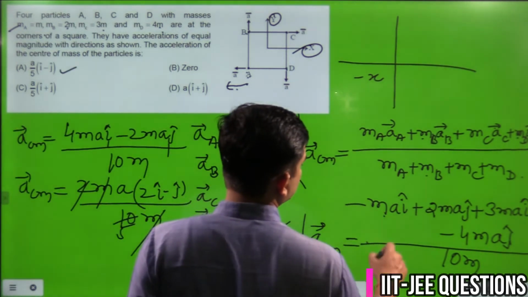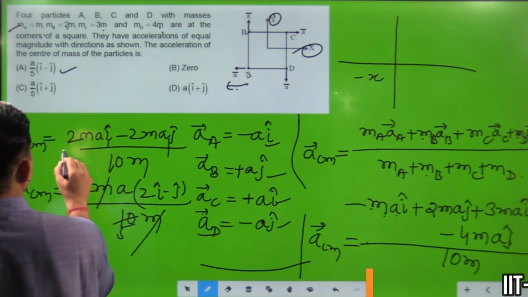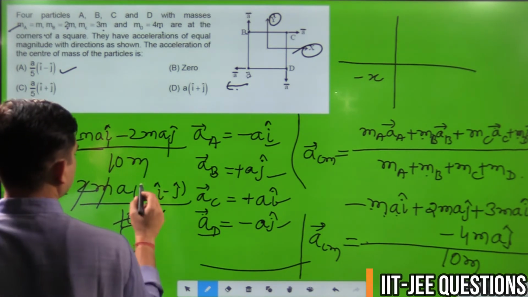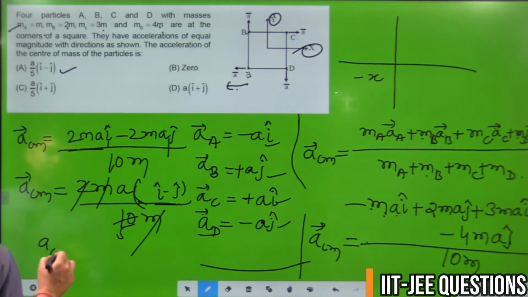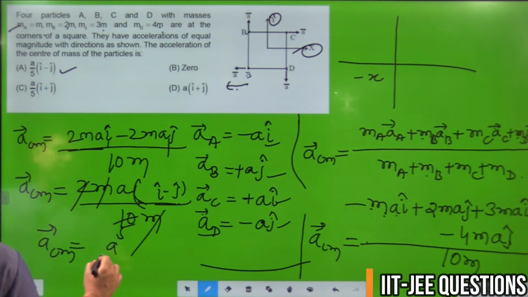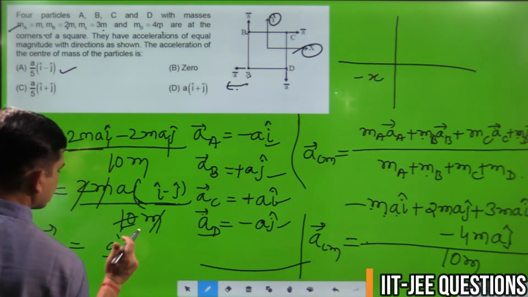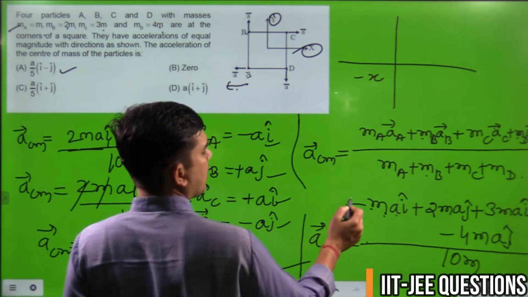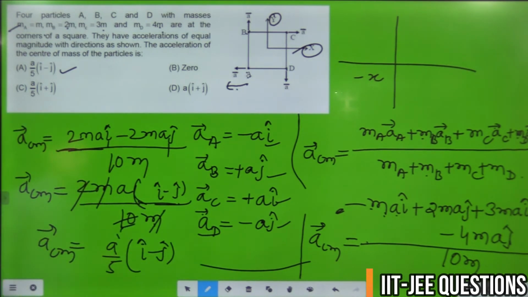It will be minus M_A, then in this the correction is 2 plus 2, a upon 5, a upon 5 (i cap minus j cap). Here we have a negative sign. Okay.